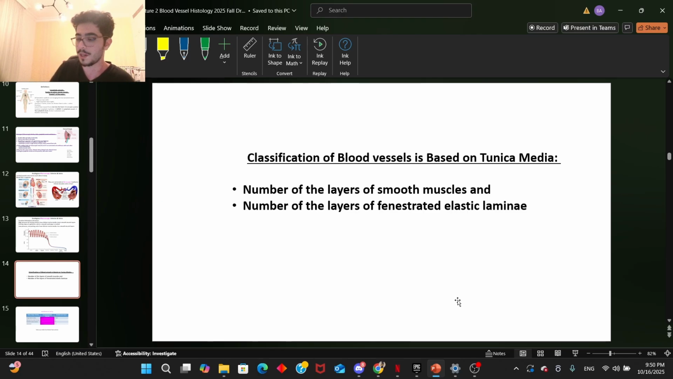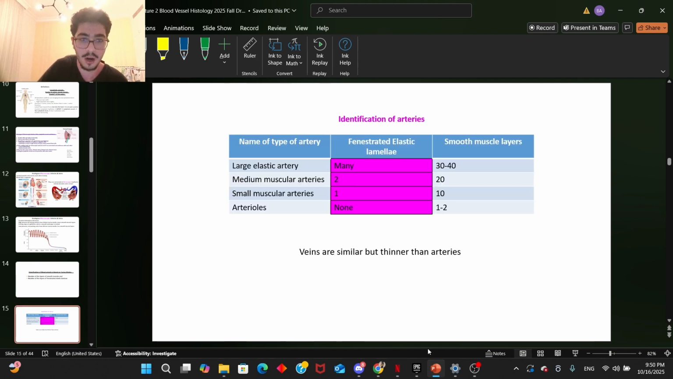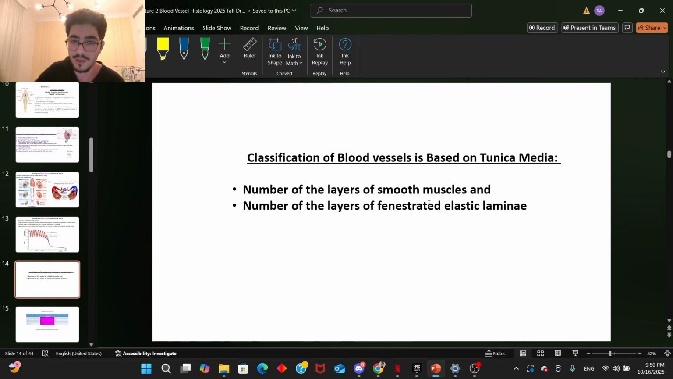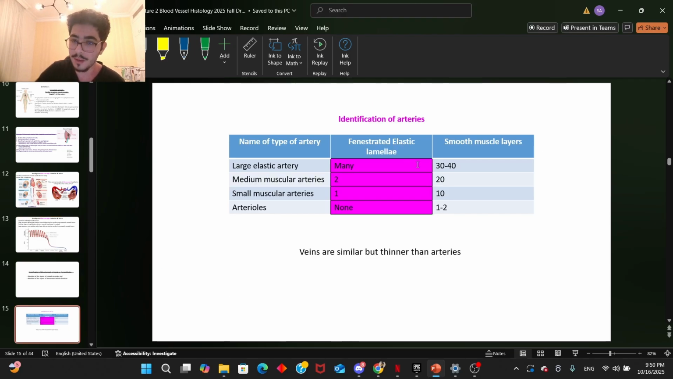There's four different types of arteries, right? We go from the aorta to the arteries. When we say arteries, we're going to classify arteries into four different types, okay? These four different types are large elastic artery, medium muscular arteries, small muscular arteries, and arterioles, okay? And they can be identified based on two things: the fenestrated elastic lamina and the smooth muscle layers.